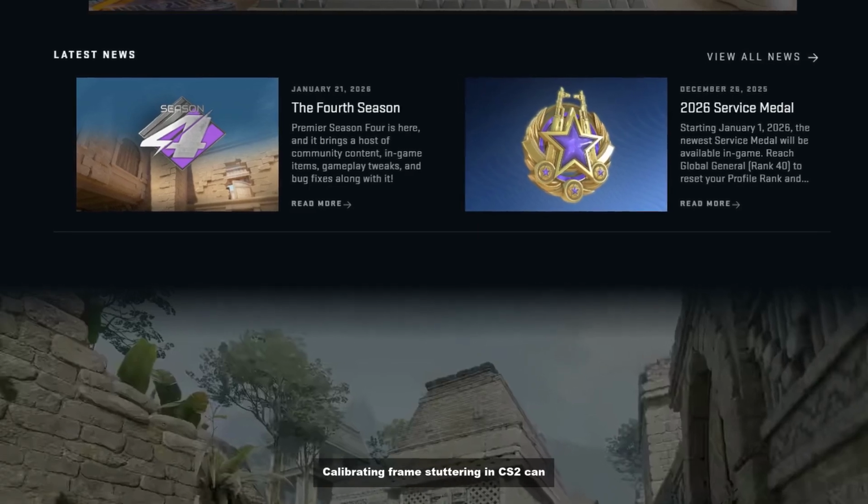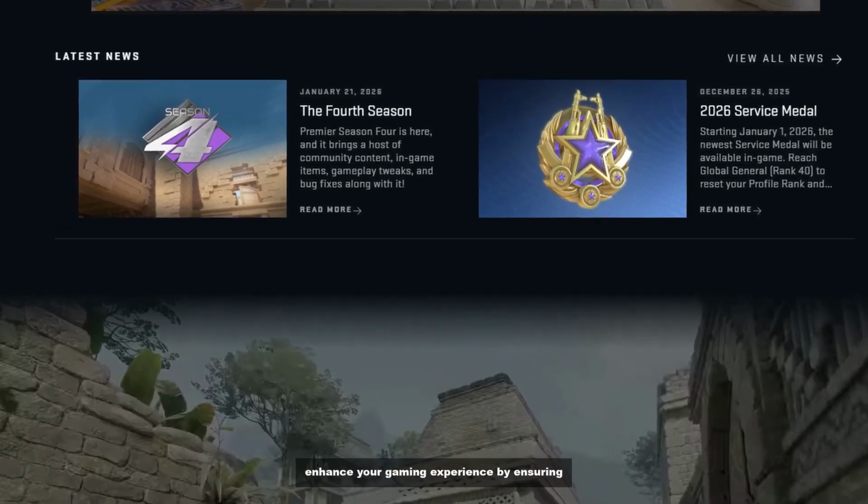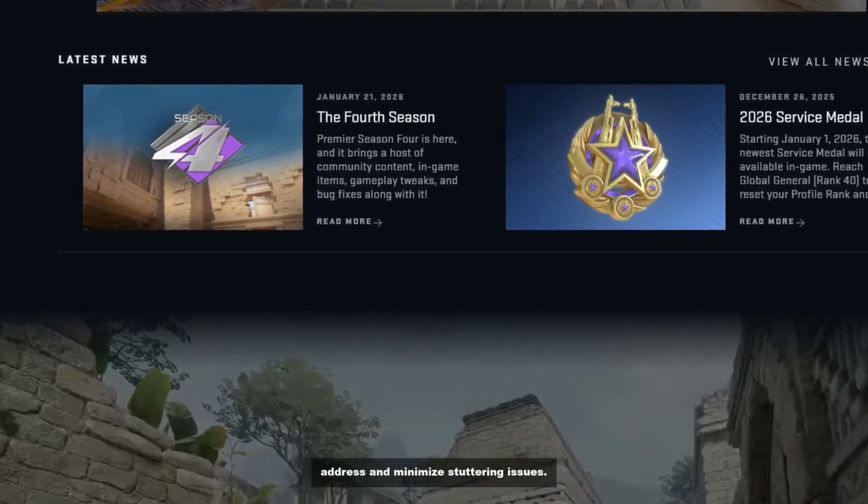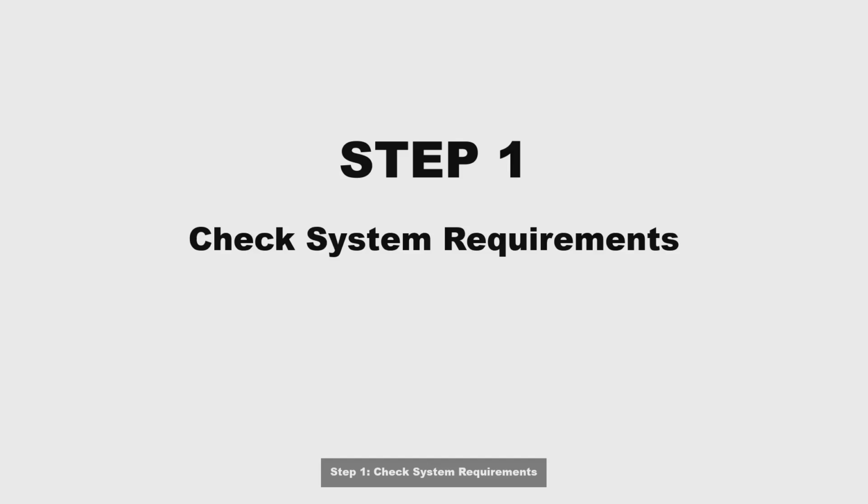Calibrating frame stuttering in CS2 can enhance your gaming experience by ensuring smoother gameplay. Follow these steps to address and minimize stuttering issues. Step 1. Check system requirements. Ensure your computer meets the minimum and recommended system requirements for CS2. This includes having a compatible graphics card, sufficient RAM, and a fast processor.